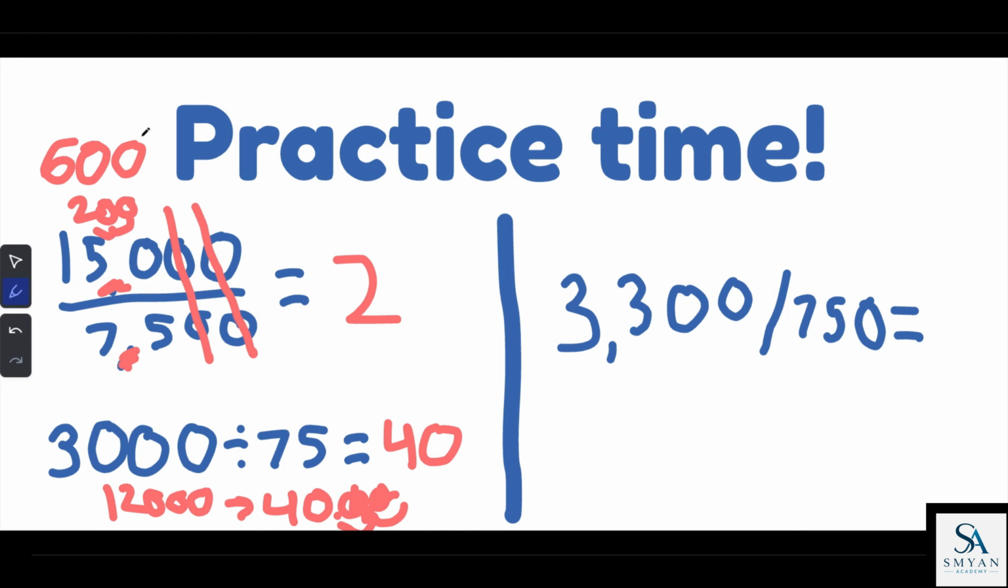Moving on, 3,300 divided by 750. Well, the trick for this is the same method. Multiply by 4. 33 times 4 is 132. Drop the 2 zeros. And now what we do is we divide by 3. So when we divide this by 3, after all that long division, we should get an answer of 4,400.